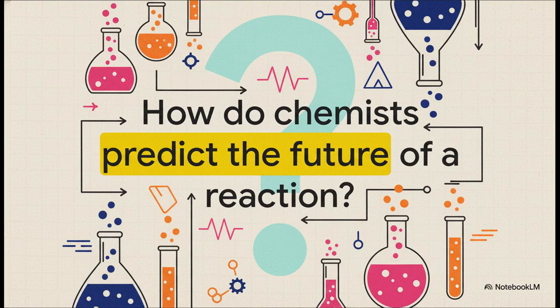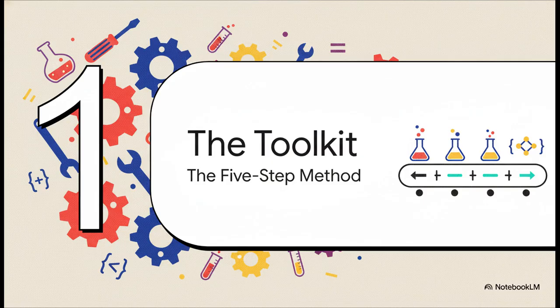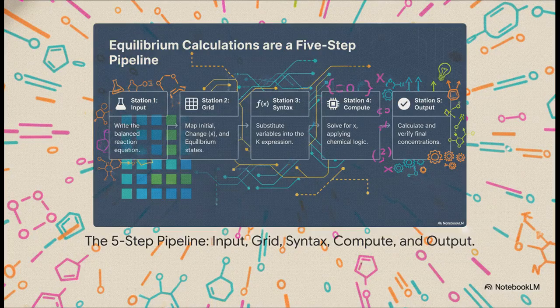So let's dive in. You see, the secret isn't some kind of magic. It's a method. The best way to think about it is like a reliable toolkit, or maybe a 5-step assembly line for solving any equilibrium problem you run into. Once you know the steps, you can tackle pretty much anything. And here's that very pipeline.